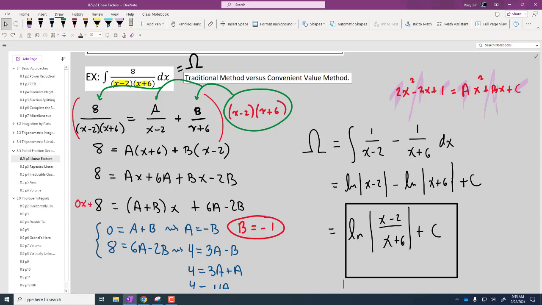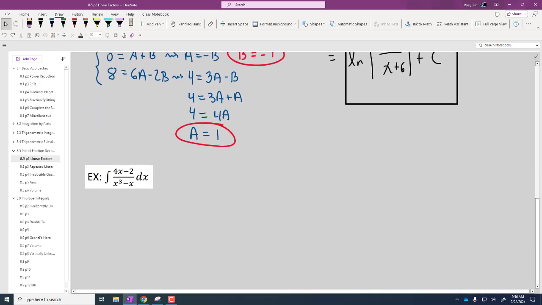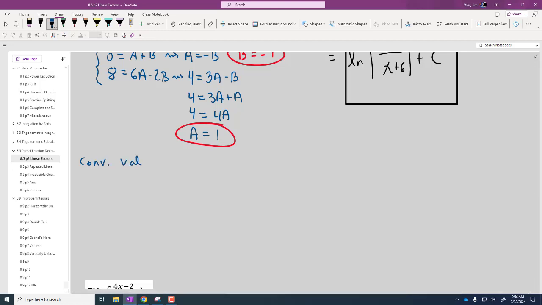Let's go with this other mysterious method called the convenient value method. The convenient value method is super slick when your denominator is linears. So these factors are linears. Theoretically, you could have a denominator that's an irreducible quadratic, which we'll get to. But when these are linears, we're going to see this is actually pretty darn slick. So let's try it with the convenient value method.